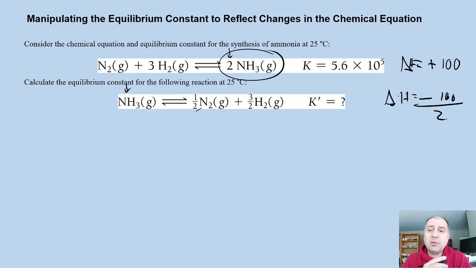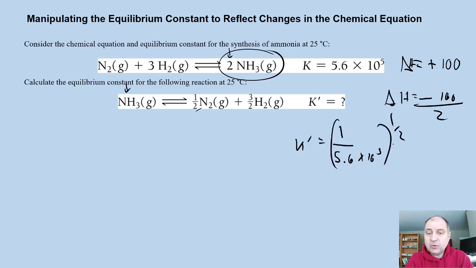We can do the same thing with equilibrium constants here, right? So the equilibrium constant of the reverse reaction, K prime here, would simply be 1 over 5.6 times 10 to the 5, but also to the half power. So if I was to reverse this reaction here, just to elaborate just a little bit.